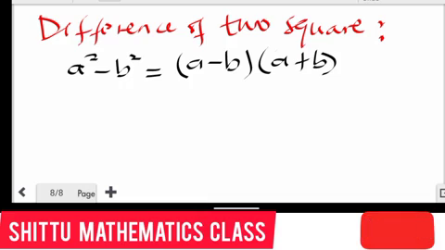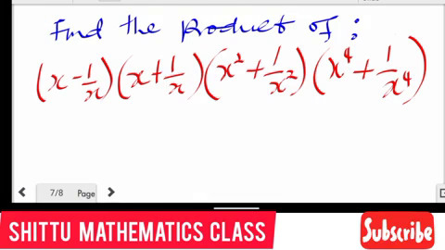So now, the difference of two squares. We remember, if you recall, that a² - b² is equal to (a - b)(a + b). That is the difference of two squares. So therefore we are going to be using this idea to solve this particular problem on this board.